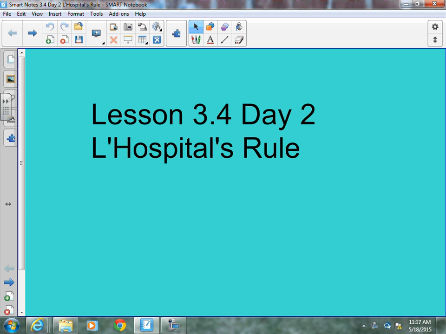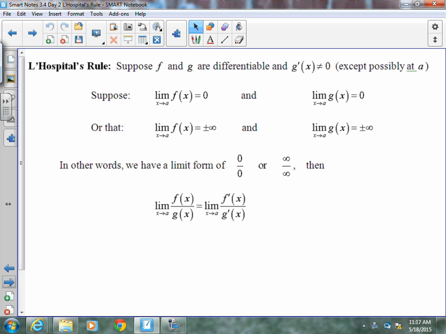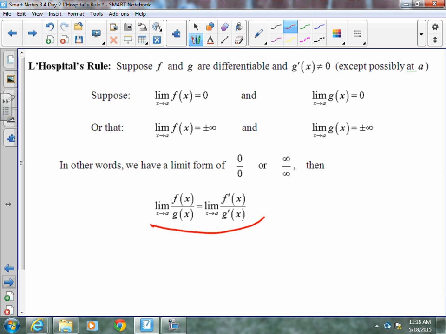So here's what L'Hôpital talks about. It says f and g are differentiable, and the derivative of g is not equal to 0. We're talking about limits of the fraction. So if you look at this down here, if we have a limit where this approaches 0 and this approaches 0, or infinity, then we can do the limit of their derivatives. It only works if they both approach 0 or they both approach infinity. It can't be a combo or anything else. They have to both approach the same thing.